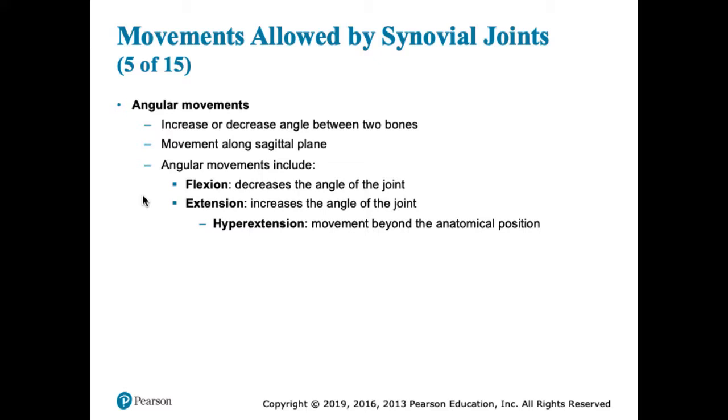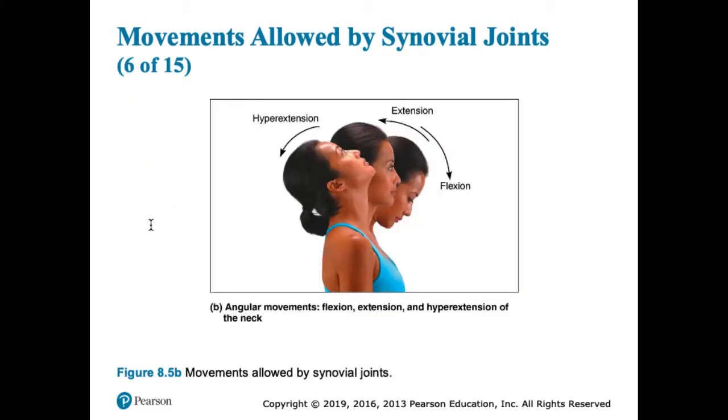The angular movements increase or decrease the angle between 2 bones. It's movement along the sagittal plane. And of course, angular movements include flexion, which decreases the angle of the joint, and extension, which increases the angle of the joint. And hyperextension is the movement beyond the anatomical position. So that's going beyond that.